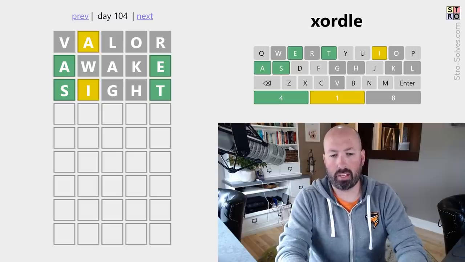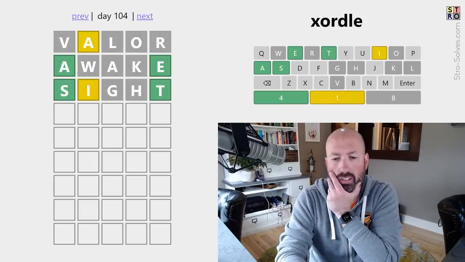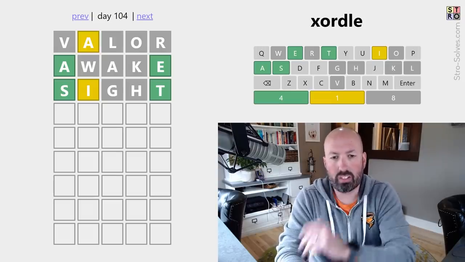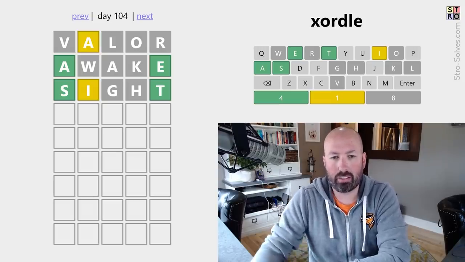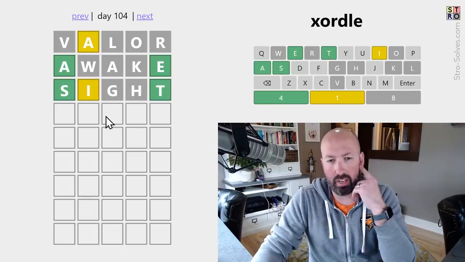How about something like, we don't have L or R. I was gonna say flick. Yeah, there's no K either. I was just trying to think of something with an I in the third position that uses letters we haven't used yet.